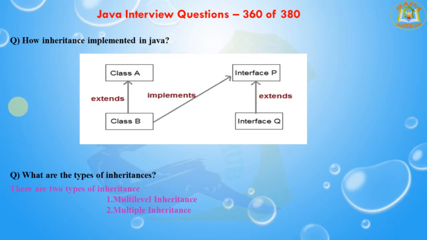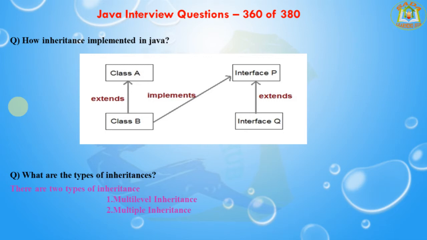We can implement inheritance using two keywords. The first one is the extends keyword and the second one is the implements keyword. The extends keyword is used to extend one class or one interface, and the implements keyword is used to implement multiple interfaces at a time.